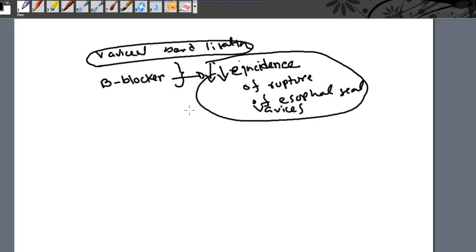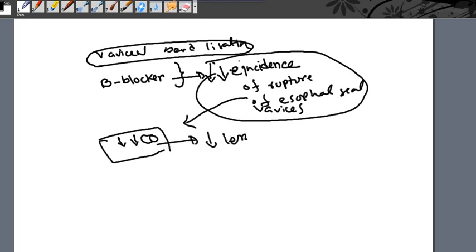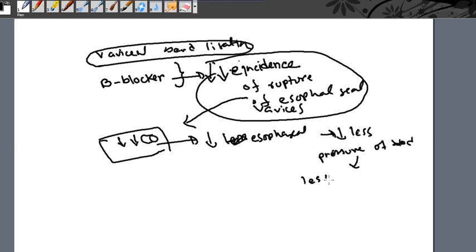So when beta blocker is given, actually, I don't know the accurate explanation. There are some explanations in the books. Some books say beta blocker will reduce heart rate and reduce cardiac output. When the cardiac output is reduced, there will be less blood going to the esophageal varices, so there will be less pressure of blood, and so less chance of rupture of esophageal varices.